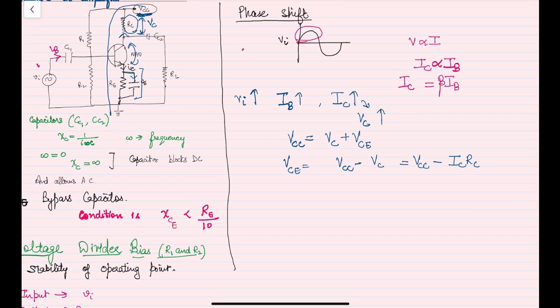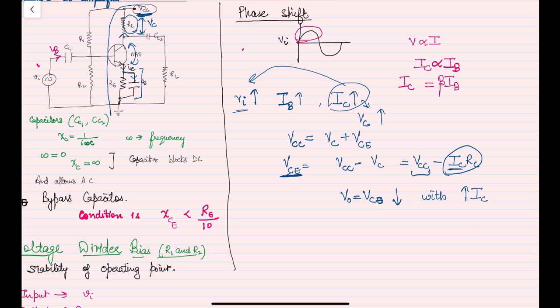So we can say that with an increase in IC, there is a decrease in VCE, because the term containing IC is being subtracted from a constant term. This is a constant voltage we have applied from outside. So V output, which is equal to VCE, decreases with an increase in IC, and we know the increase in IC is the result of an increase in input.